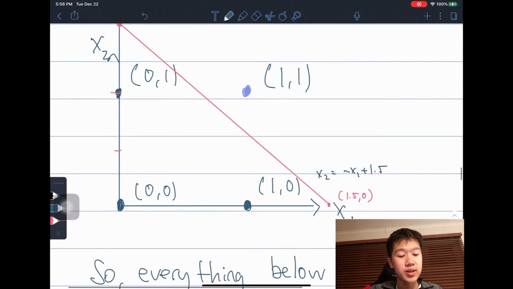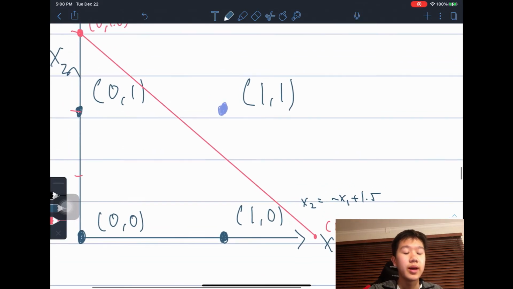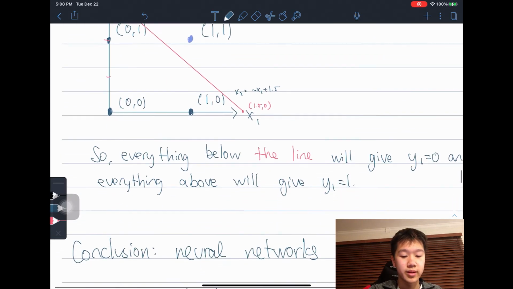So as you can see, everything that's below the red line is of class dark blue, which is of class 0, and then everything above is of class 1, so the purplish blue.